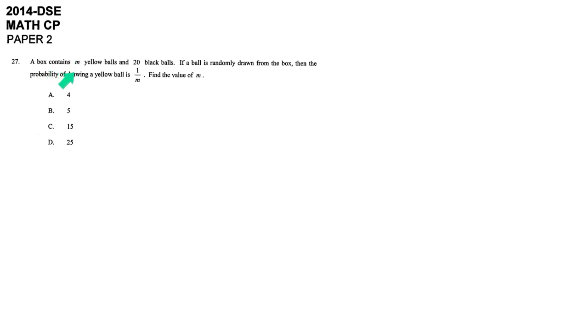A box contains some yellow balls and some black balls, and then a ball is randomly drawn from the box. Then the probability of drawing a yellow ball is 1 over m. You have to find the value of m.